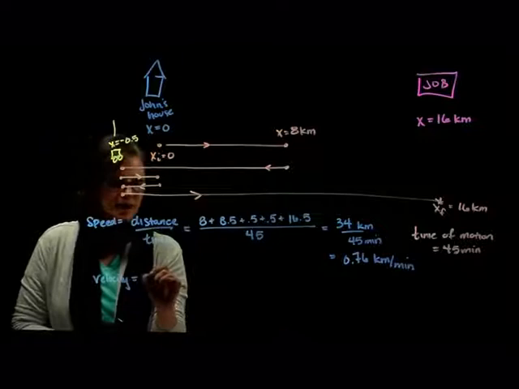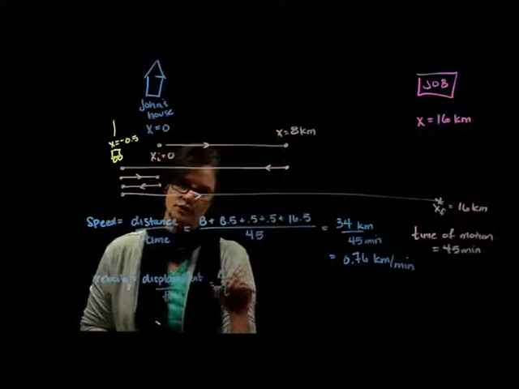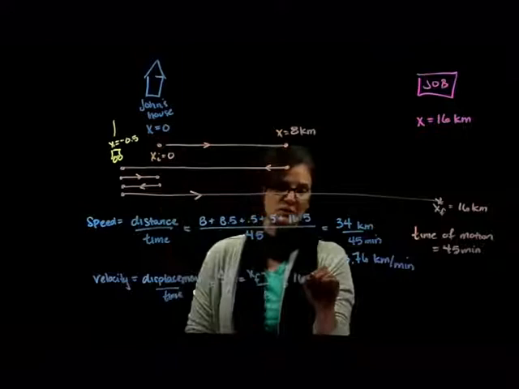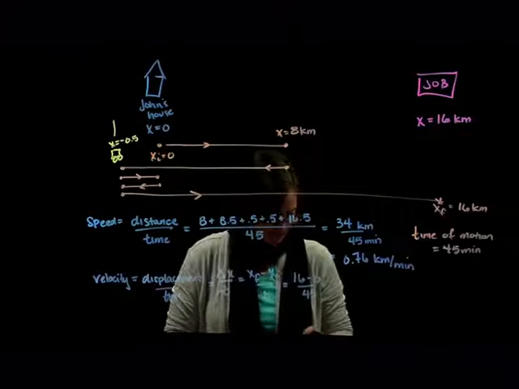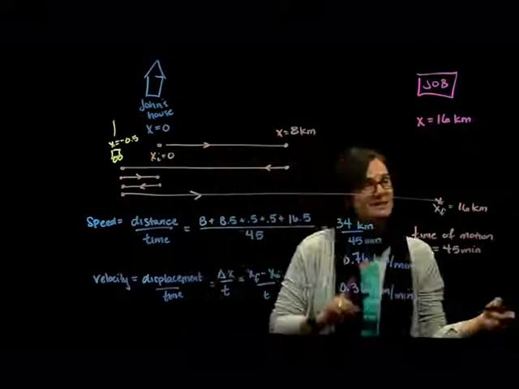Velocity, remember, is displacement per time. So that is going to be our change in position per time: our final position minus our initial position per time. Well, our final position was 16. Our initial position was 0, all over our 45 minutes. And we see that his average velocity was 0.36 kilometers per minute.